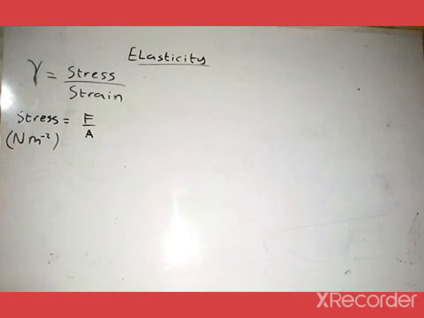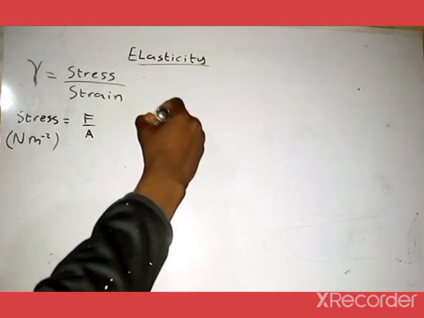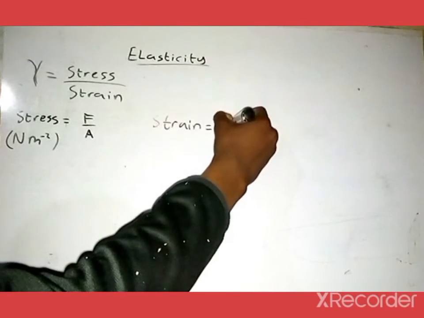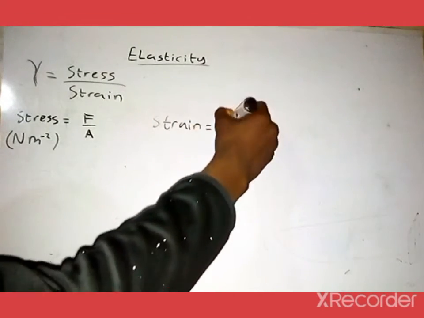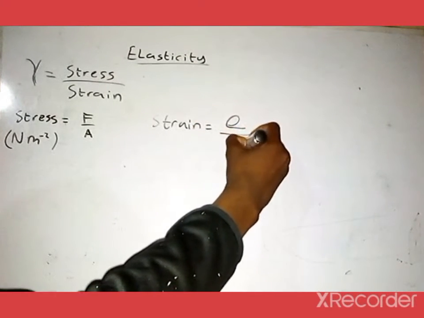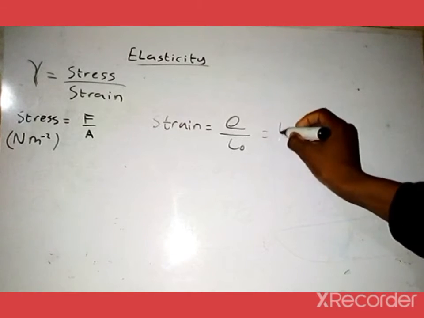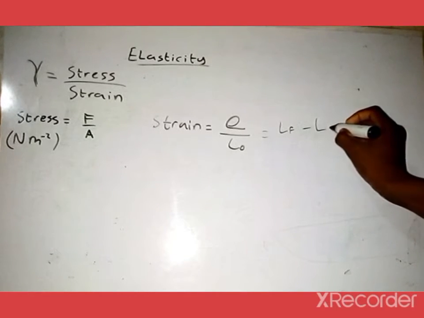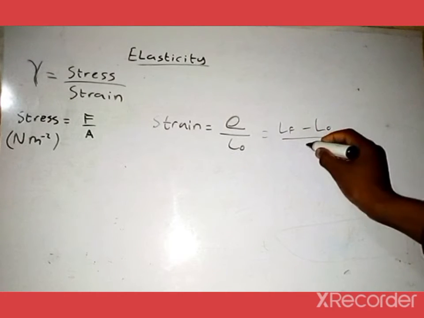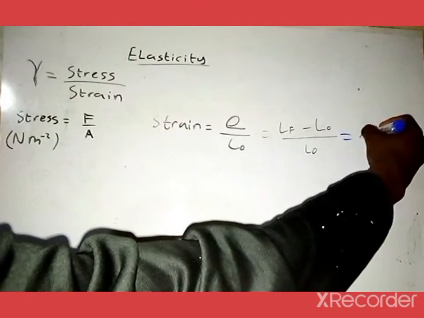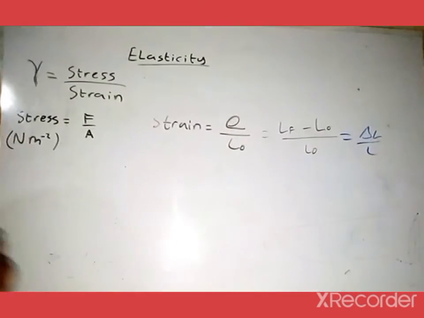Now, our strain is the extension over the original length, where our extension can be the final length minus the initial length, or the original length. So that's our extension. Now let's use this, and this can be the change in length over the original length, like this.